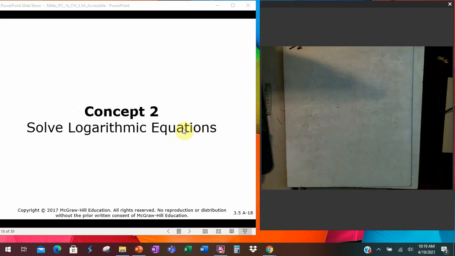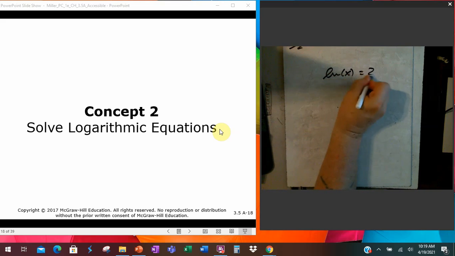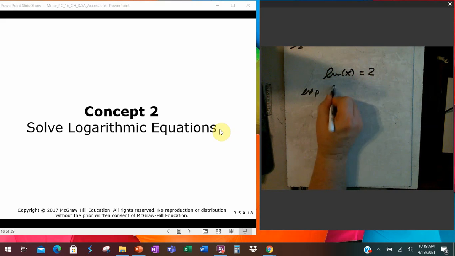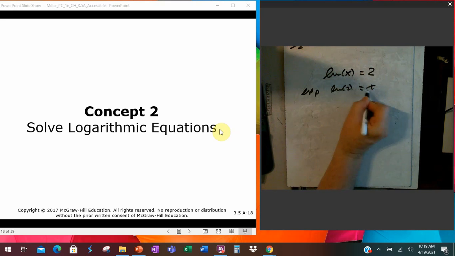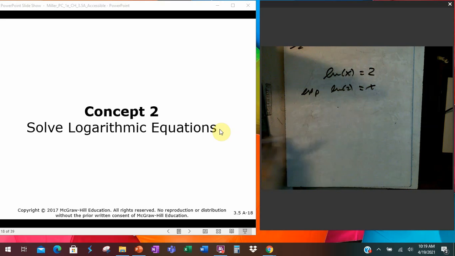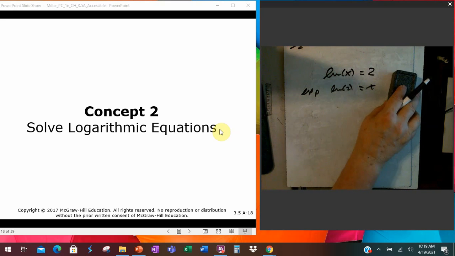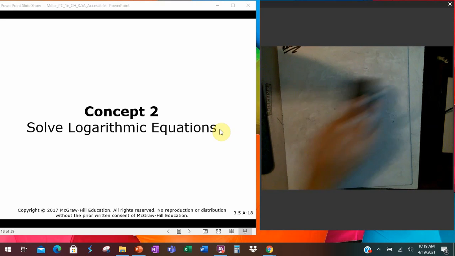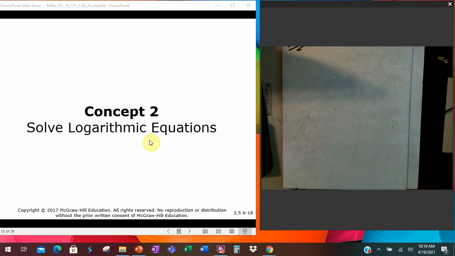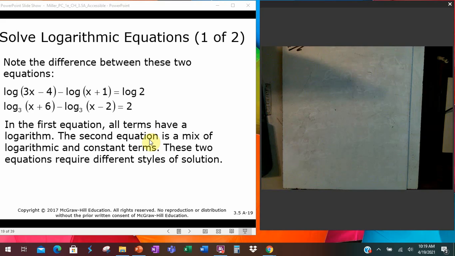So let's move on. We're going to go to logarithmic equations. A logarithmic equation is where the variable is in the log. No longer do we have exponential, like ln of 2 is equal to x. This is where the exponent is in the log. Totally different question, okay? But there are a couple of ways that we can solve logarithmic equations.